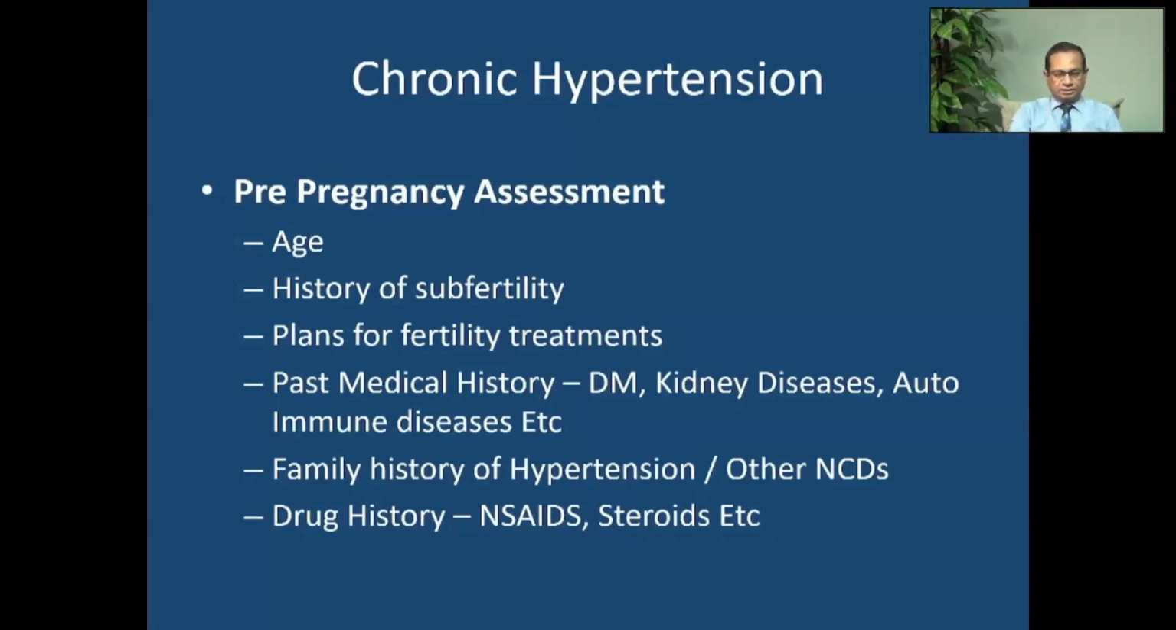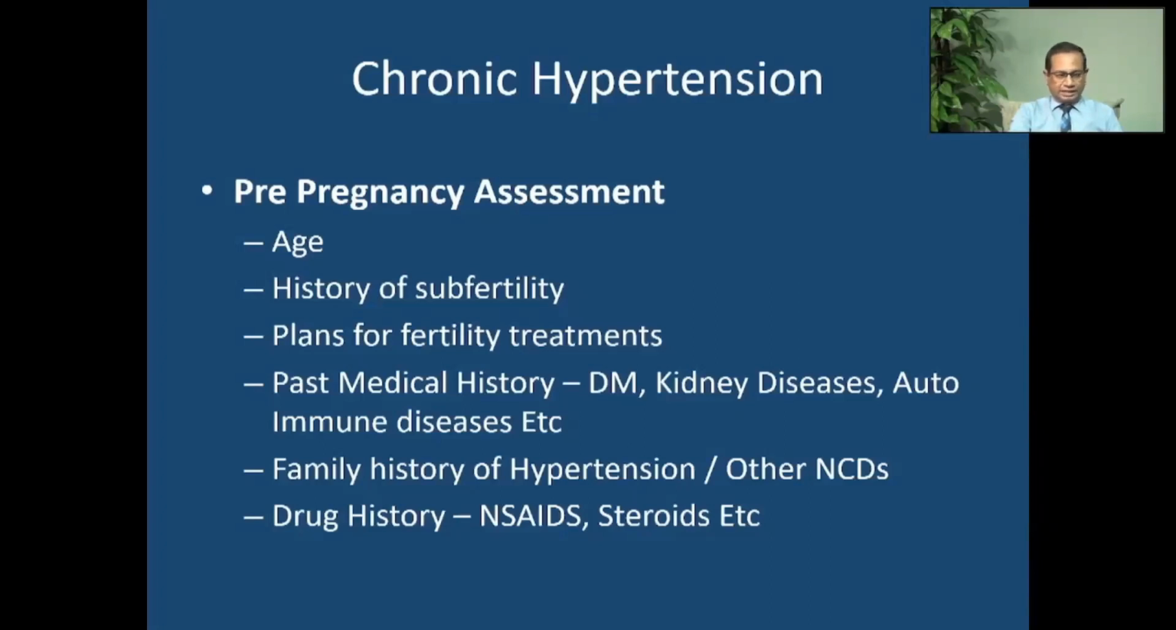Apart from that, you have to go through the past medical history, actively looking for whether the patient has evidence of diabetes, kidney disease, autoimmune diseases, and so on. The family history is also very important, and you can see whether there is any non-communicable disease within the family, including hypertension and others.